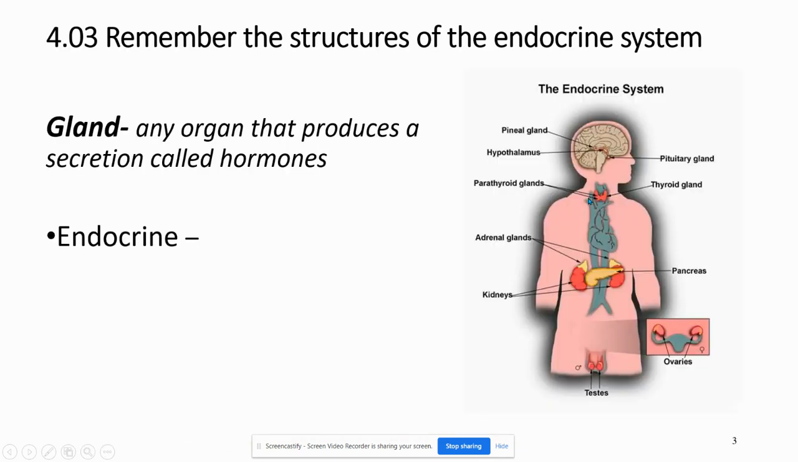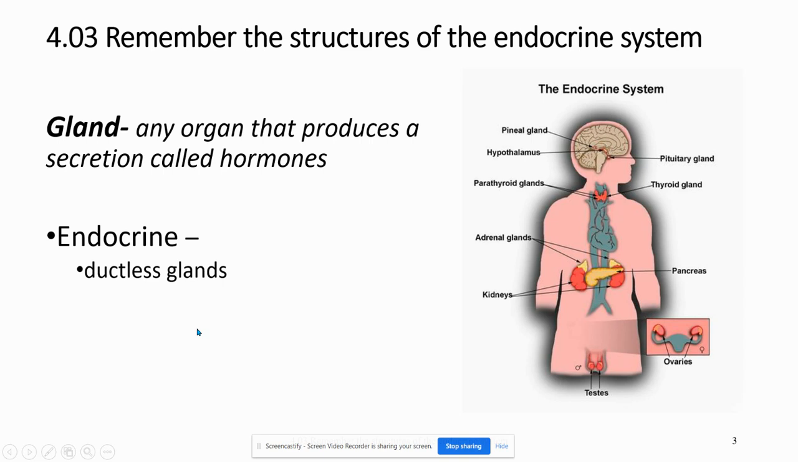A gland is an organ that makes a hormone. And a hormone is just like a chemical that controls your life. So there's two different types of glands. We can call them endocrine glands or we can call them exocrine. Endo means inside and exo means outside.